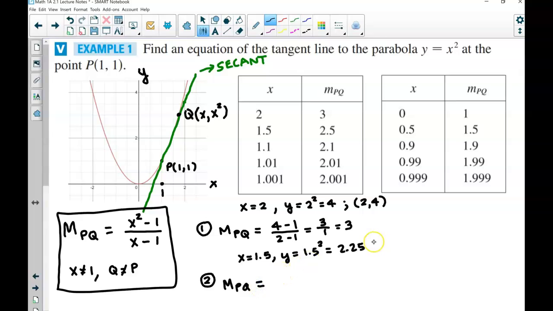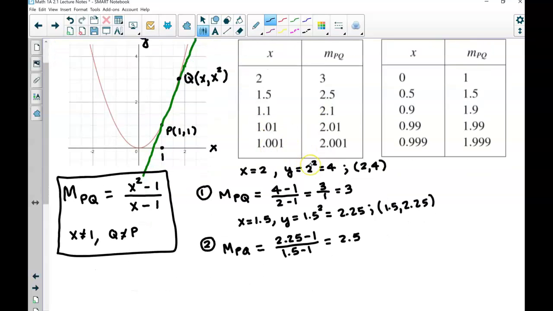So we got y2 to be 2.25. So we have 2.25 minus 1 over 1.5 minus 1. Okay, and then what that's going to do is give us a slope of 2.5. So again, you can see here in the next one we get 2.5. Okay, now you should be able to see the pattern for what's happening.